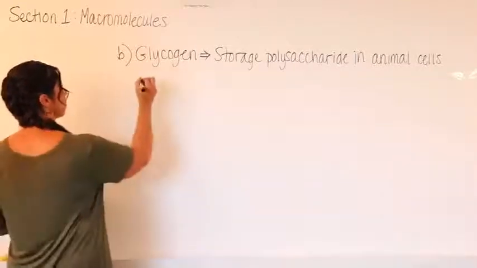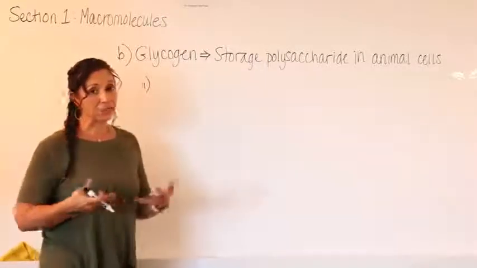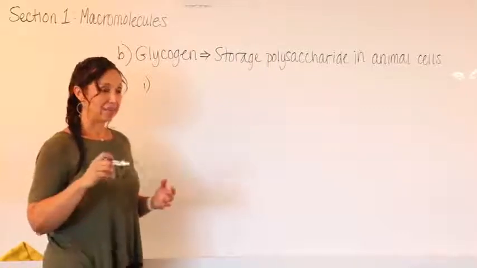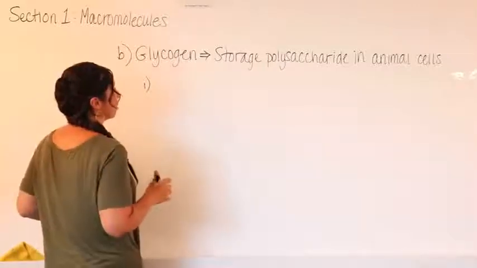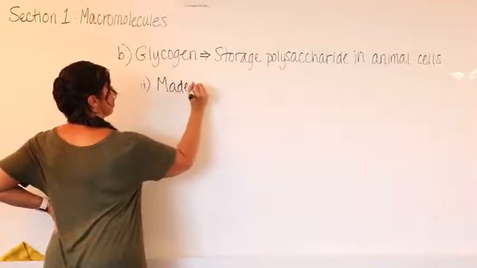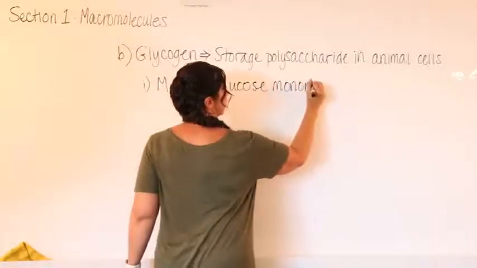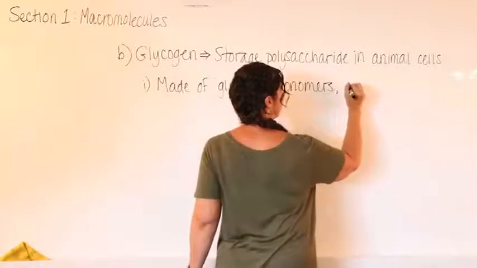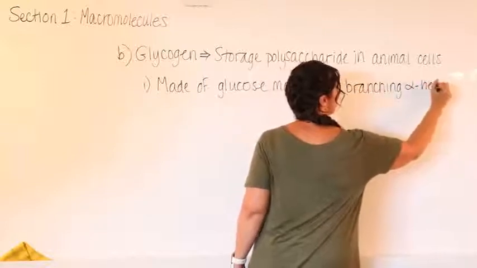But what you need to know for glycogen is, like starch, it's made of a bunch of glucose monomers linked together with 1,4-glycosidic linkages as well. But it's made of branching alpha helices. So we get a little bit more bang for our buck in this. So also made of glucose monomers, same 1,4-glycosidic linkage, and what you need to know, it creates a branching alpha helix.